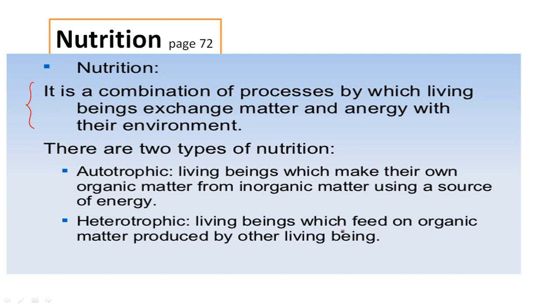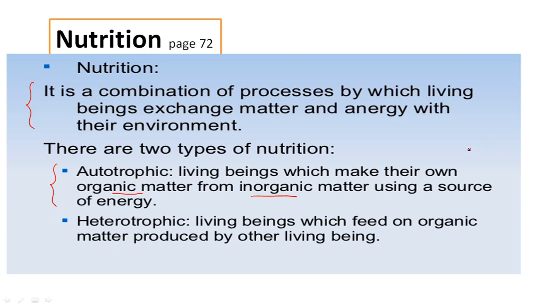There are mainly two types of nutrition: autotrophic and heterotrophic. Autotrophic are living things that make their own organic matter, and they create this organic matter from inorganic matter using a source of energy. Okay, this is the definition. Let's explain it a little bit more in detail.